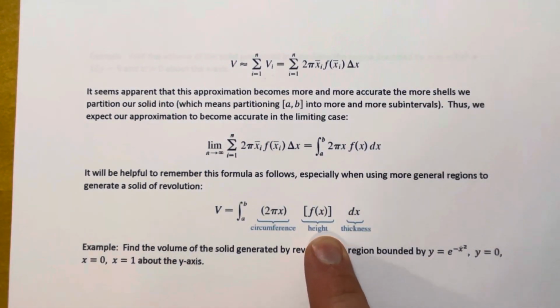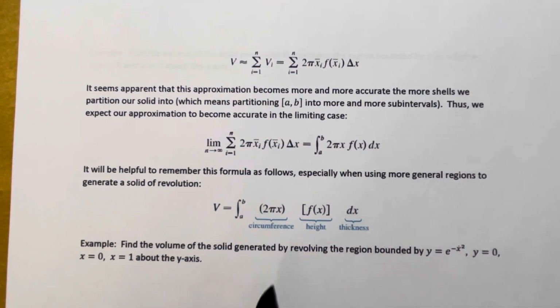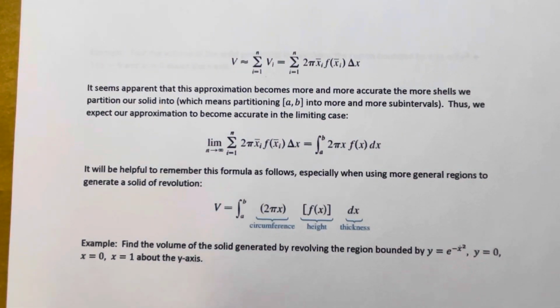But if our region is bounded by two curves, that height might look a little bit different. What's going to be helpful is to just think of this integrand as circumference times height times thickness, and then we'll adapt to whatever that means according to the region that we're trying to work with in our problem. Okay, so this whole video is just on the derivation of this method, which we call the shell method, or volume by cylindrical shells. In the next video, we're going to start looking at some examples where we can use this.